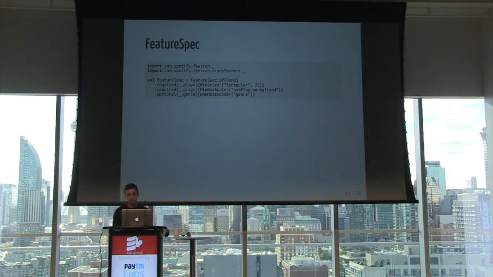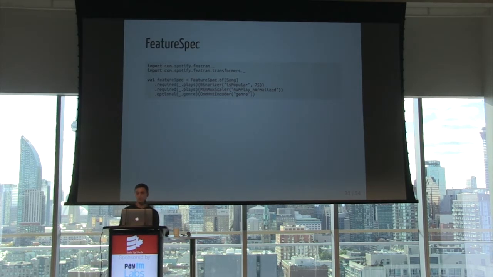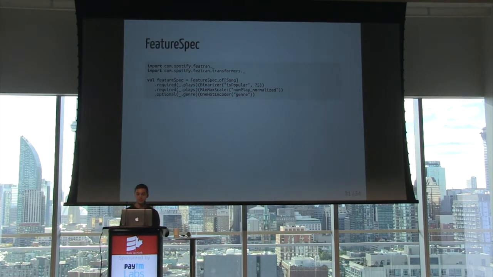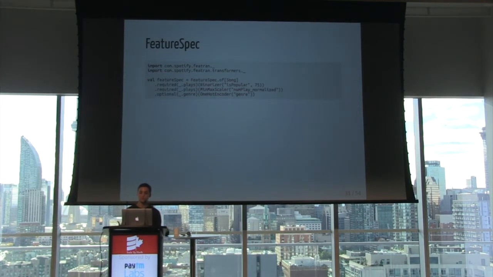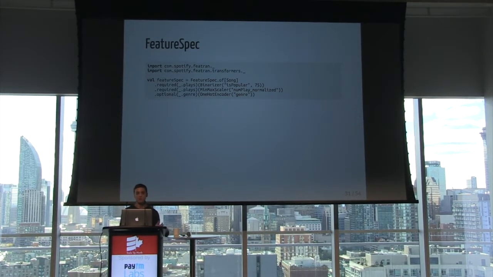Okay, so going back to this feature spec thing, here's how to actually use it. We'll stick to our song example and use the exact same transformations we've already looked at. So earlier, we defined the song case class with a few fields. And then we went on to write a bunch of code to binarize the play count, scale the play count, and one-hot encode the genres. And that was a lot of work.